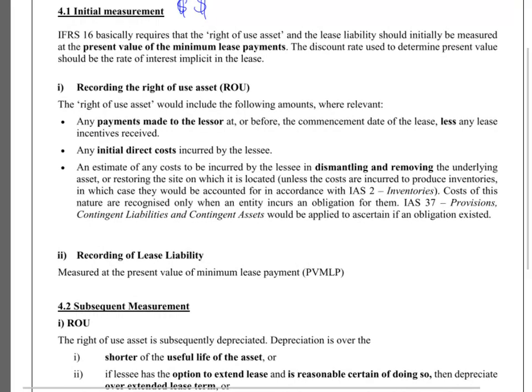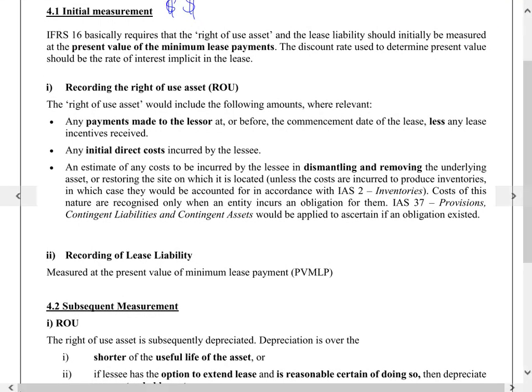Here, the amount, the first thing is always the PV of MLP, present value of minimum lease payment. If no other information, asset and liability same. Repeat. If no other information, we only have the present value of minimum lease payment. We're going to recognize asset the same amount as the liability. If it's 1,000 asset, 1,000 liability. No other information, just the PV of MLP, present value of minimum lease payment.